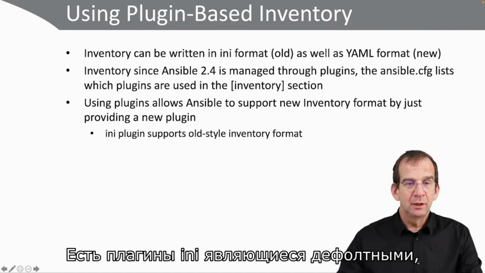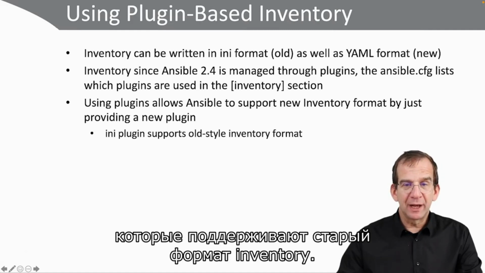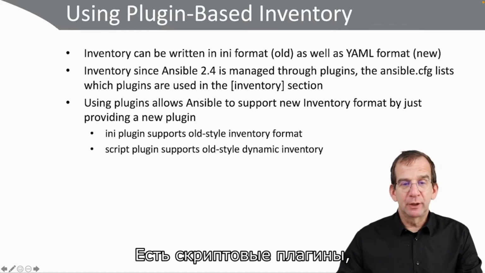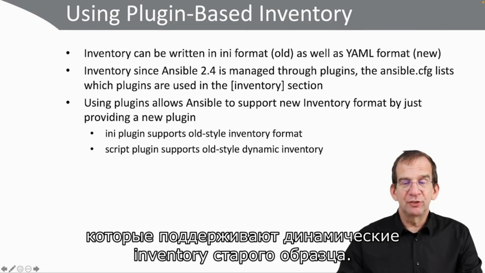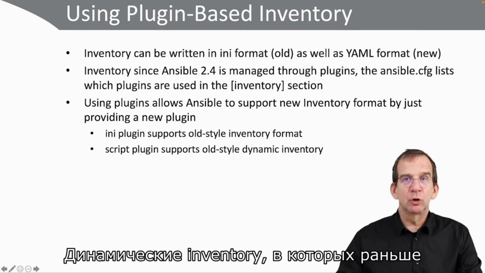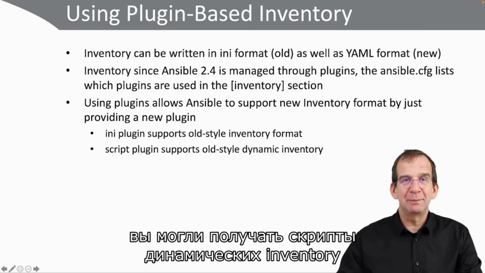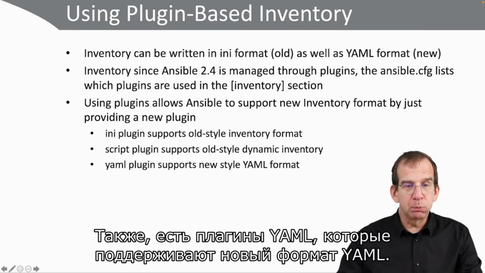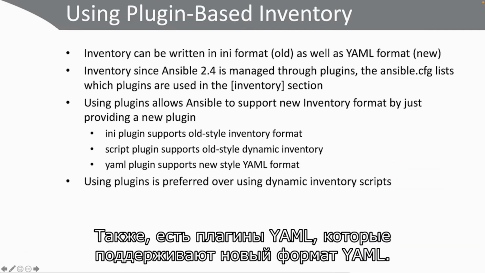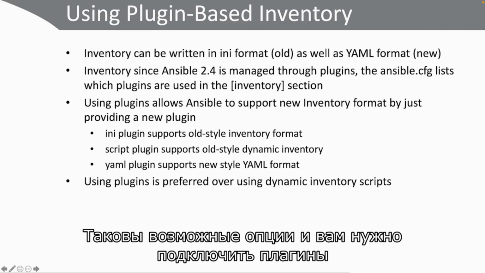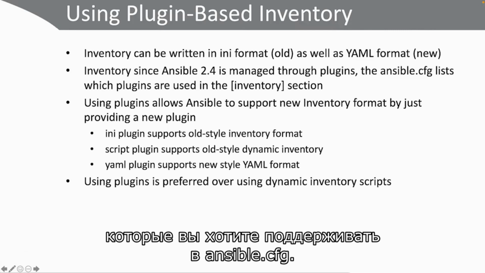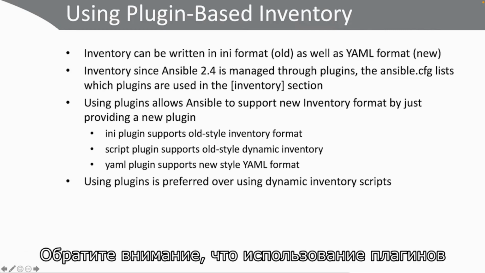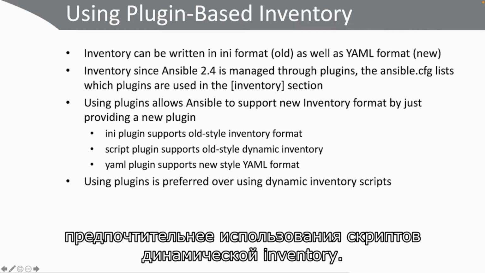We have the ini plugin, which is the default, which supports the old-style inventory format. We have the script plugin, which supports old-style dynamic inventory, where in the old days you would fetch dynamic inventory scripts from the community websites. There's a YAML plugin, which supports the new-style YAML format. These are the options, and you need to enable the plugins that you want to support in your ansible.cfg. And notice that using plugins is preferred over dynamic inventory scripts.